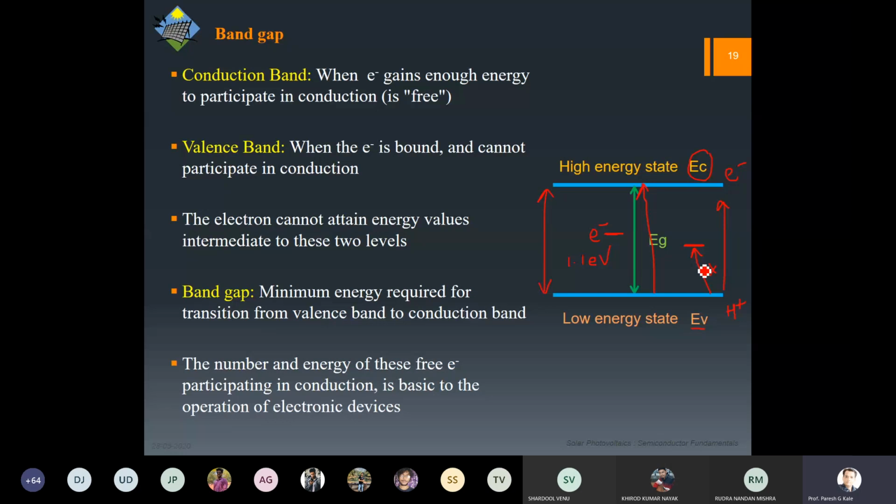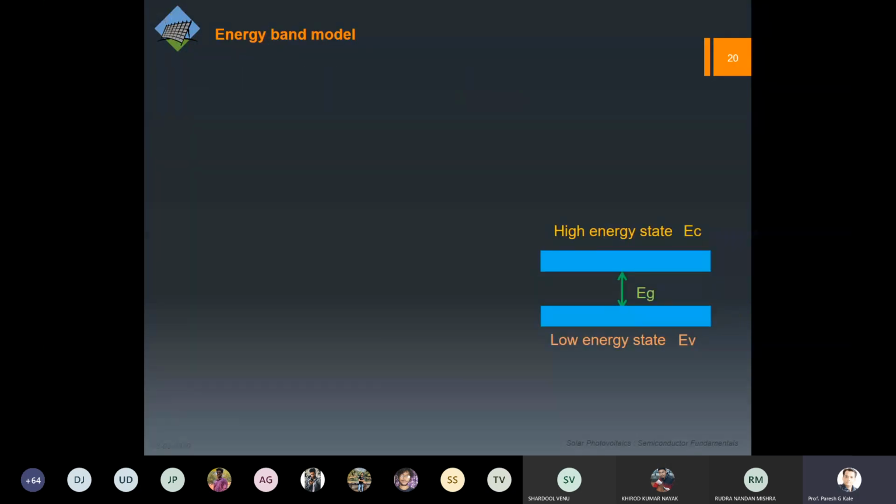So the number and energy of these free electrons participating in conduction is the basis of operation of any electronic device, as I've said. That's why the band gap is important. That's why the material is important, because under normal circumstances a material has a unique band gap, for example silicon, 1.1 electron volt. And why am I saying normal circumstances? Because, as we have seen in nanotechnology, for the same silicon I can show a band gap of up to 2.2 electron volts. So this is possible, but at nano levels. Now we are talking about the normal physics of semiconductors.